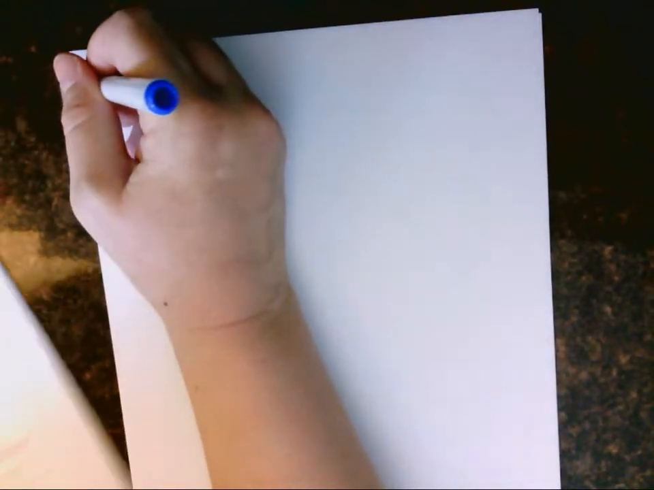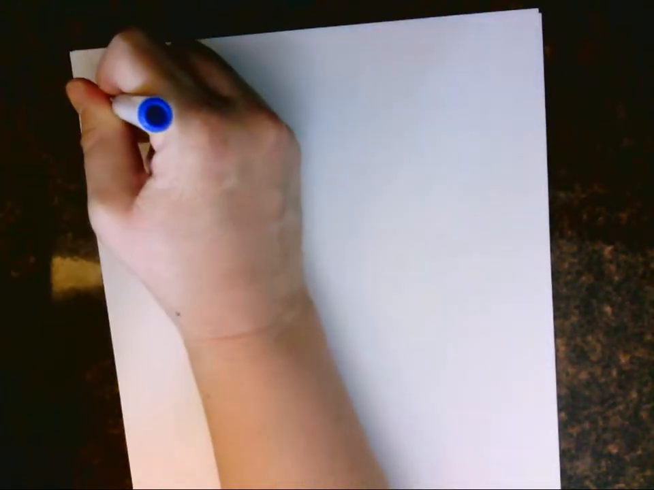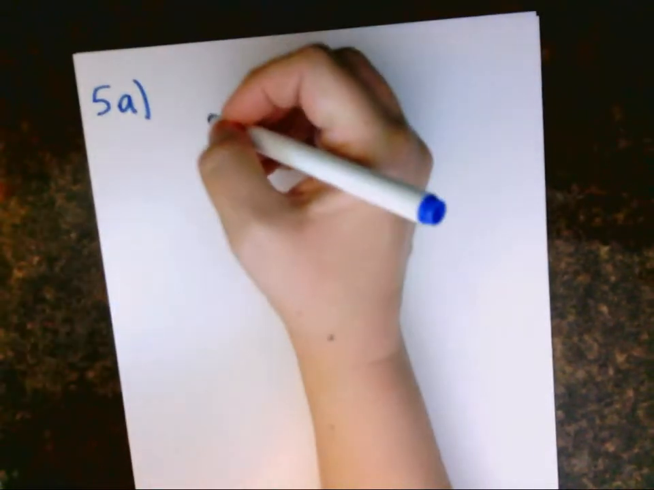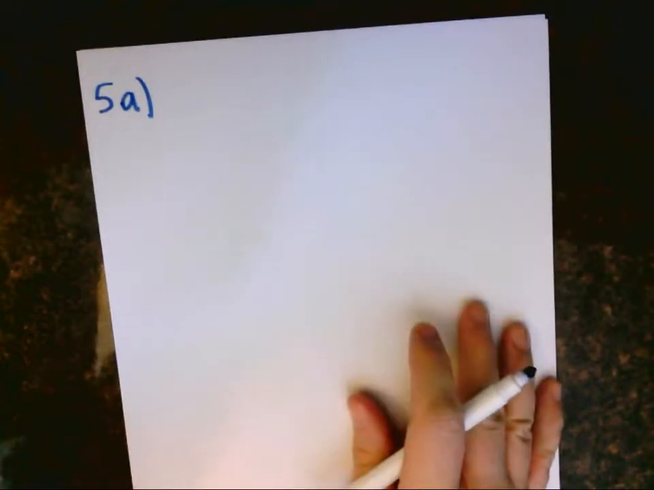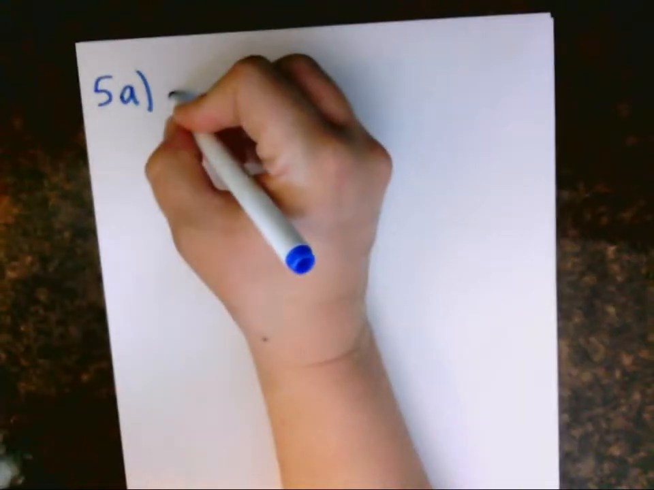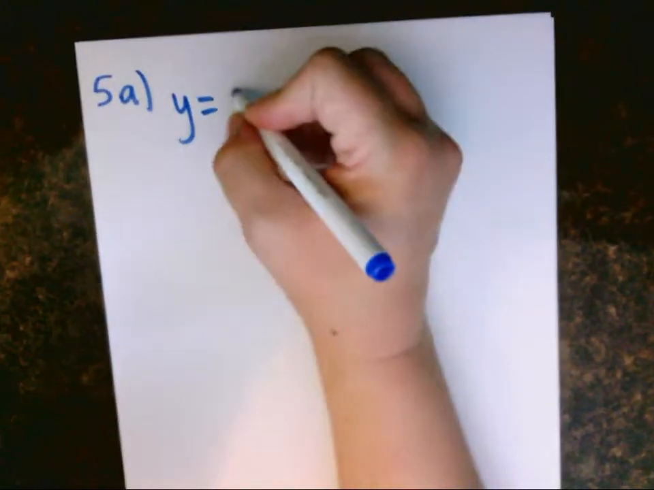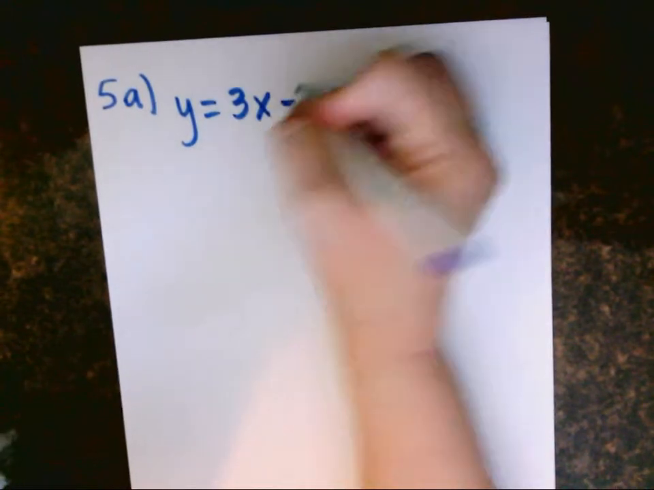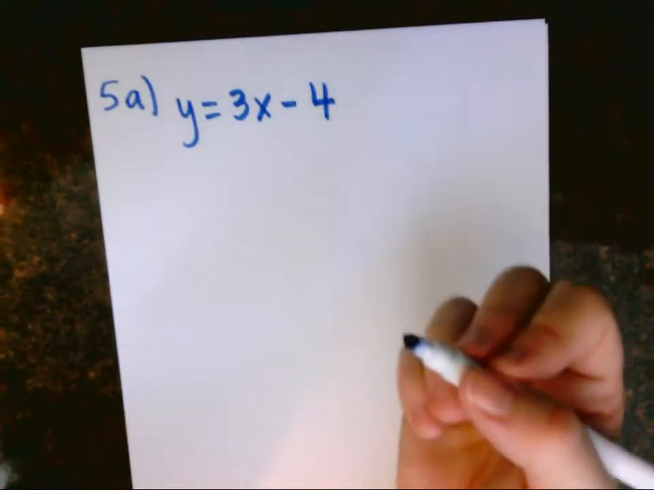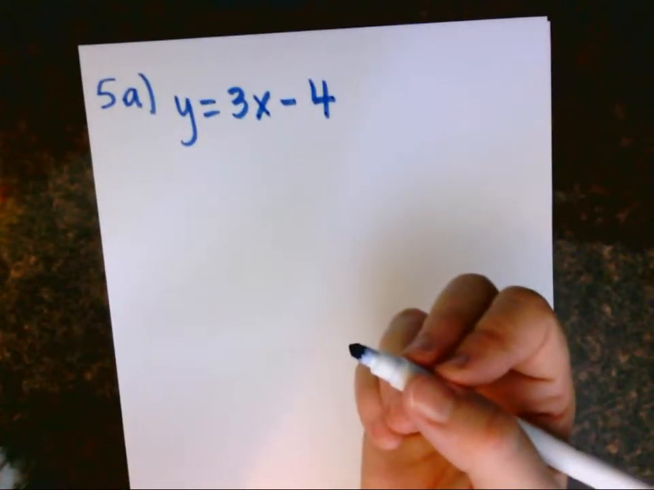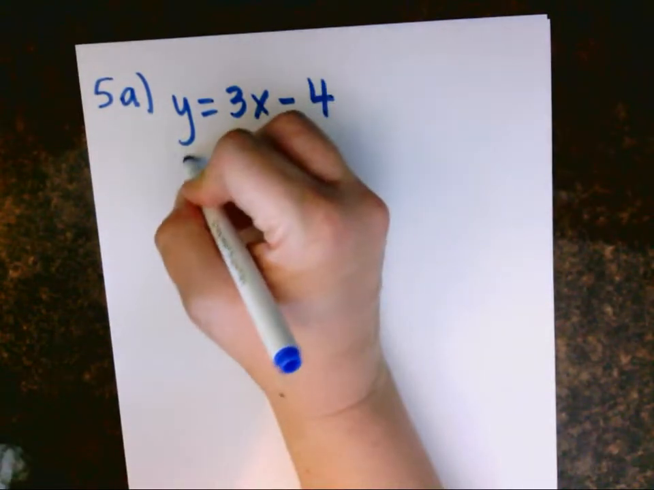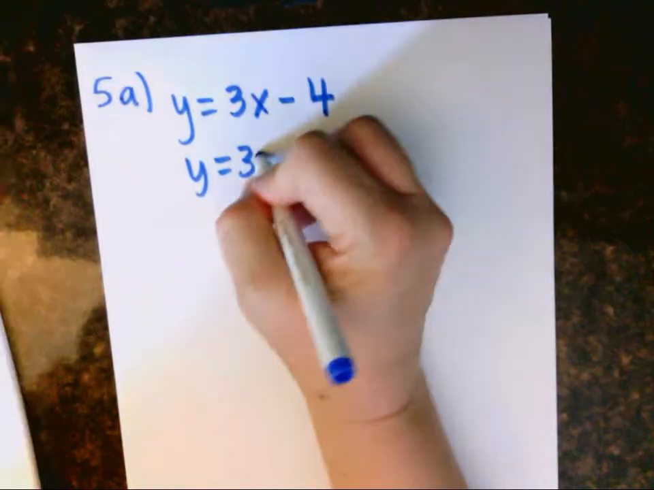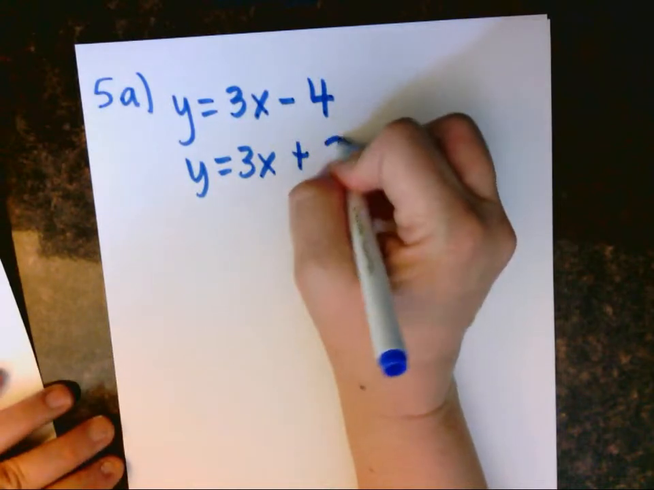This would be example 5A. You are to determine whether each pair of lines would be parallel, perpendicular, or neither. Okay, so if they don't have either of those special relationships, we say neither parallel or perpendicular. 3x minus 4 and 3x plus 2.